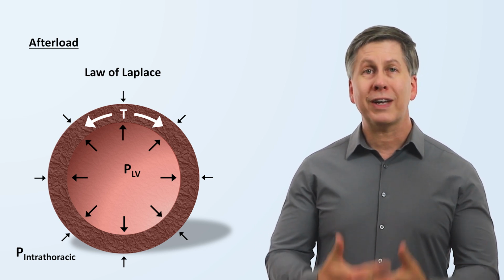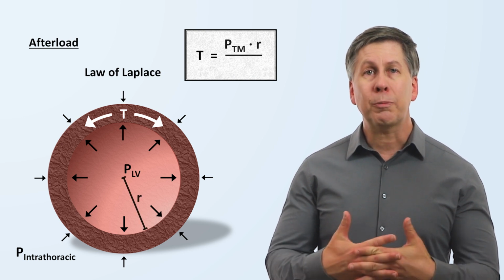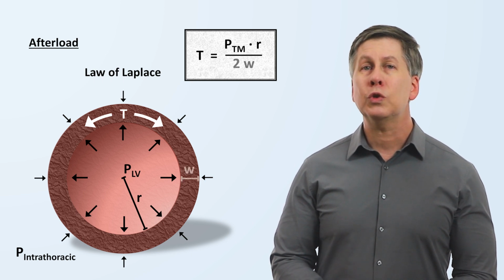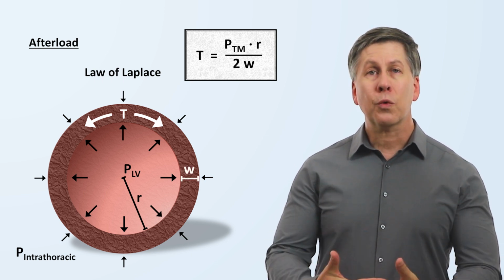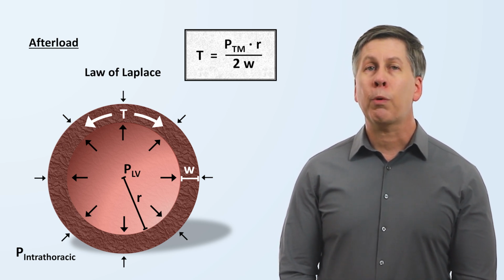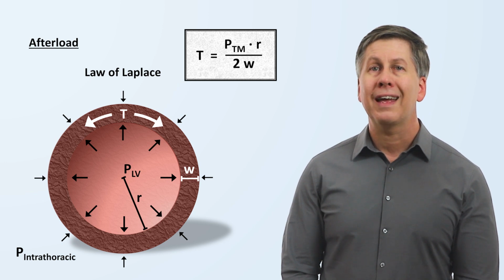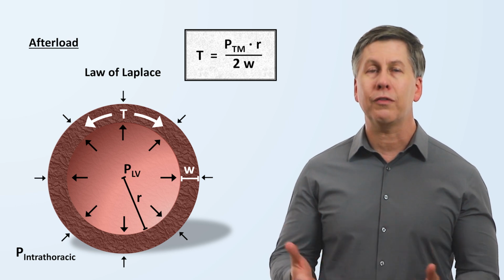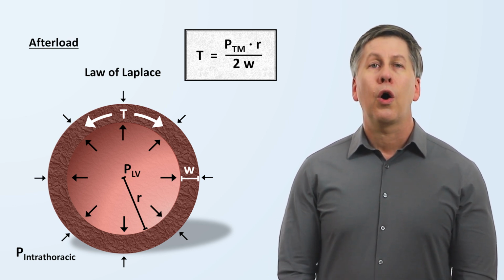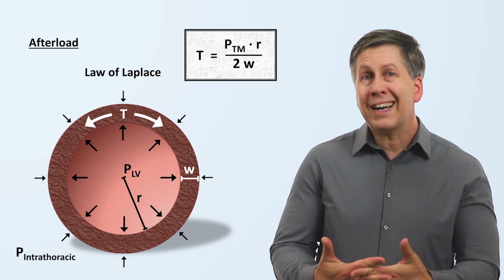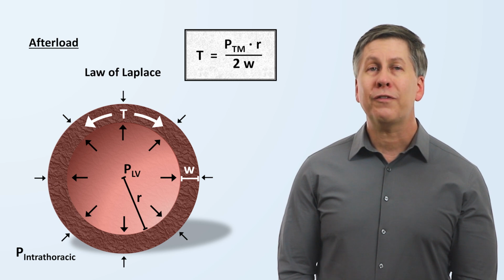The law of Laplace states that the wall stress equals the transmural pressure times the radius of the entire sphere, divided by 2 times the width of the wall. In other words, in circumstances where intrathoracic pressure can be ignored, afterload is proportional to the left ventricular pressure and to the left ventricular radius, again using the approximation of the LV being spherical. Although we are talking about this in the context of afterload, the law of Laplace can be applied to preload as well, particularly if we define preload based on wall tension rather than sarcomere length.